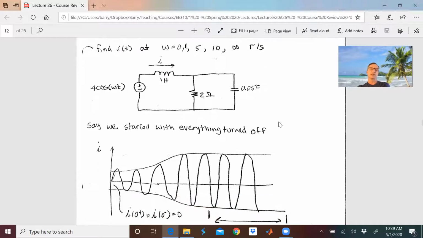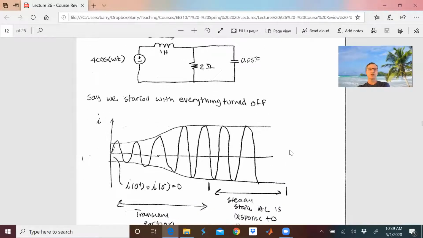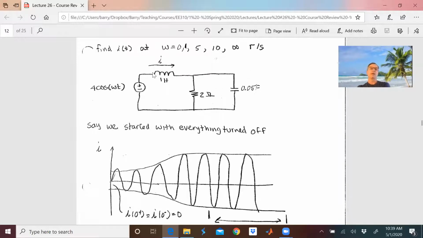And so before we do this problem, this is a steady state problem, but let's make sure we're good between the transient and steady state. Let's say I started with everything turned off, okay? And I just turned this source on. Well, obviously I'm going to get no current through here immediately. So the current here is obviously going to be 0 when I turn it on. So it's probably going to start down here, and the voltage at this capacitor is going to be 0 when I turn it on. So yeah, it probably looks something like this.